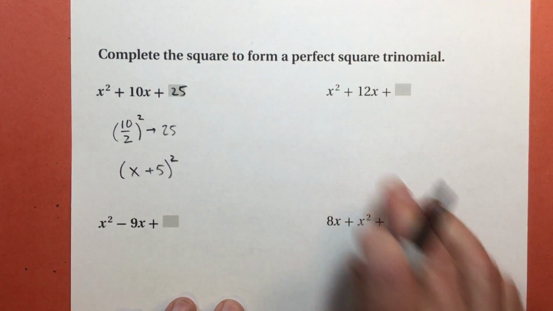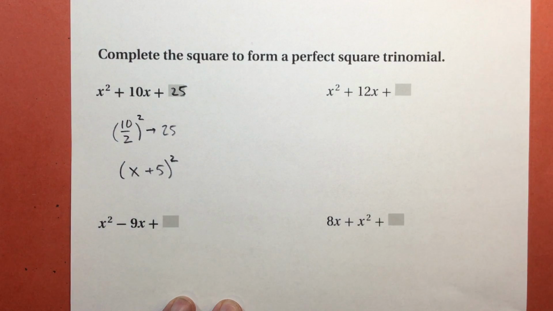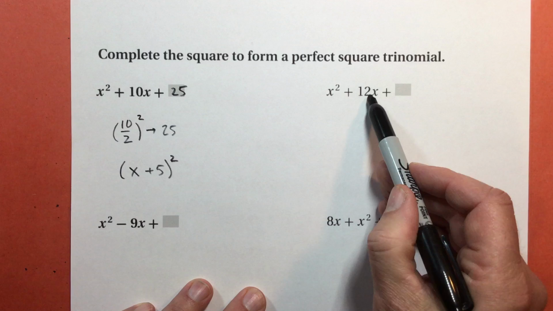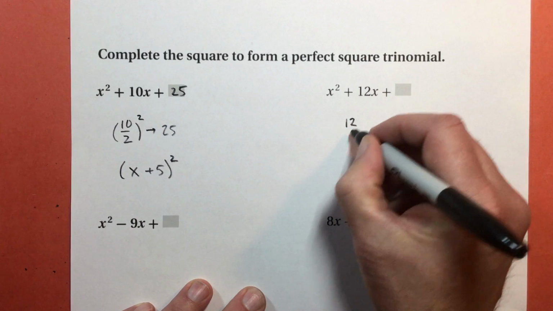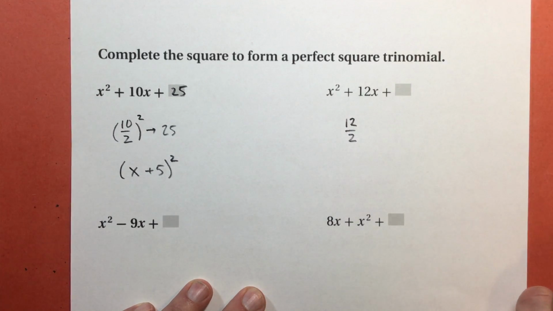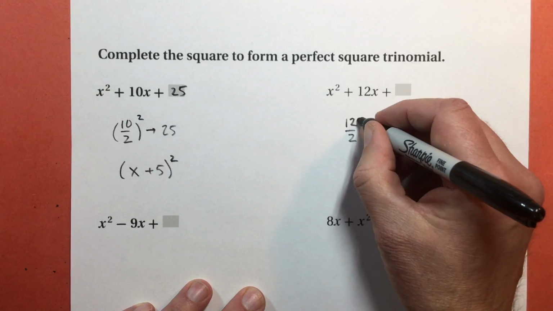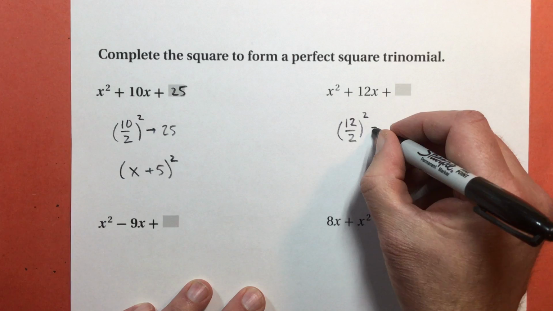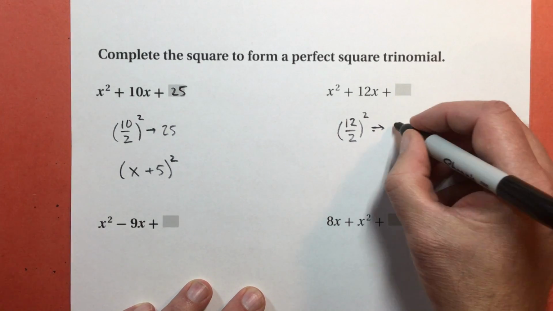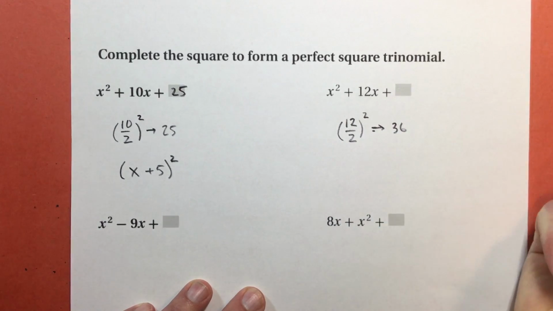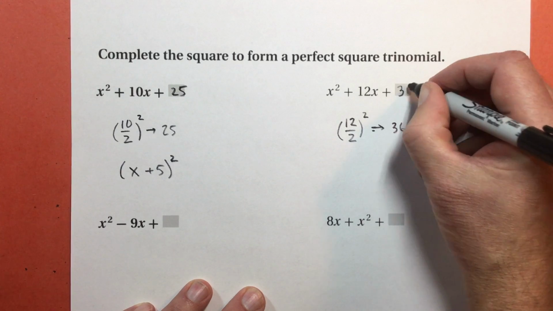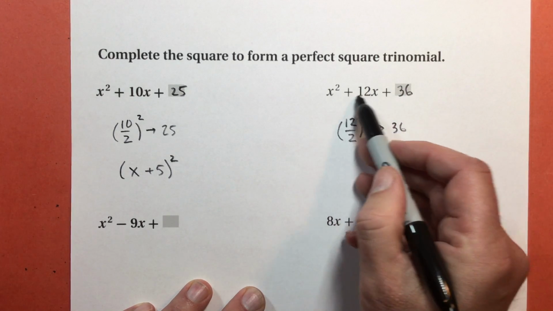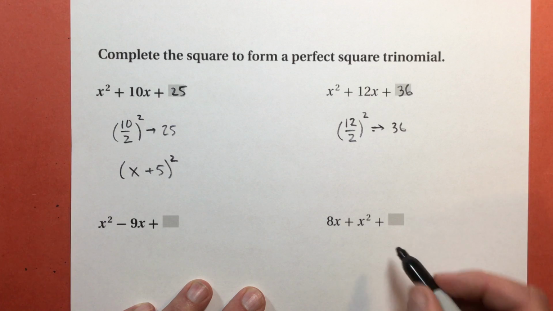All right, let's look at this one. And of course, if I'm going too fast, just pause it, rewind it if you need to. I'm going to take this 12 and do the same thing. 12 divided by 2, I already know that's 6. 6 to the second power, 6 times 6 equals 36. So I'm going to add 36 here, which is going to give me a perfect square trinomial.